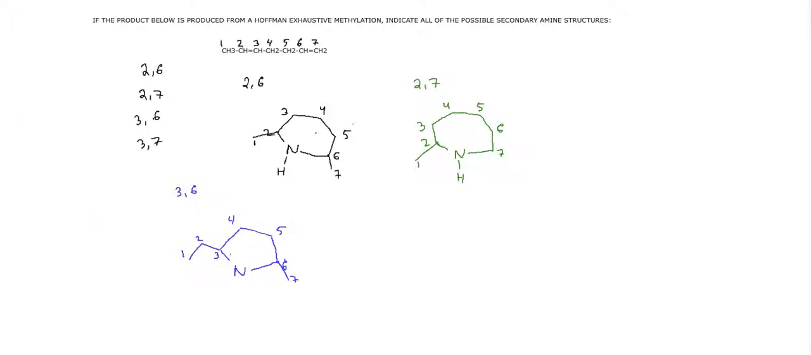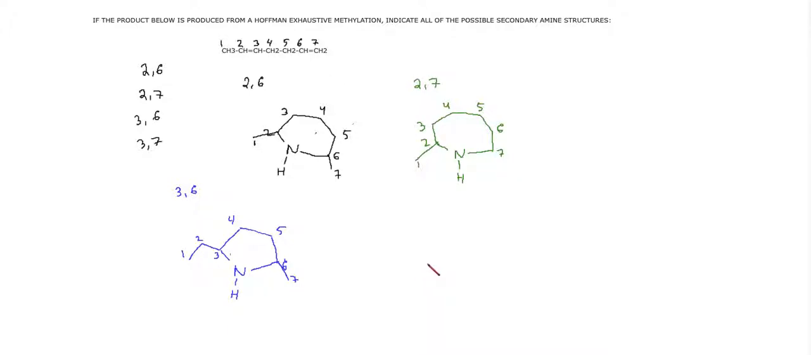And the last one that we're going to do will be the 3,7 combination. Let's make it red. Oh, I forgot to add hydrogen. Don't forget to add your hydrogens. If the nitrogen has only 2 bonds, give it the 3rd bond with the hydrogen.